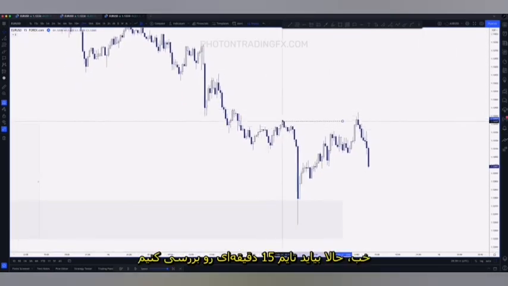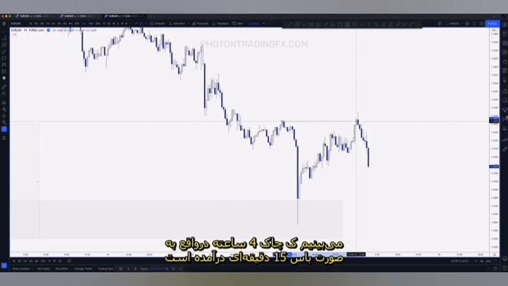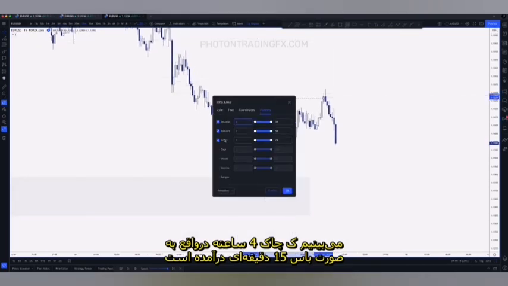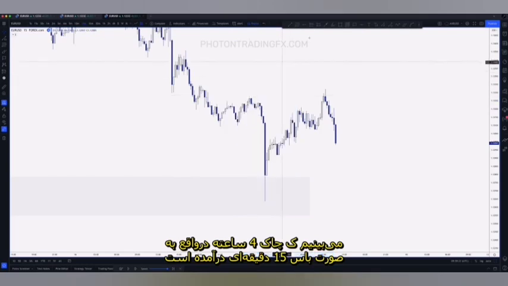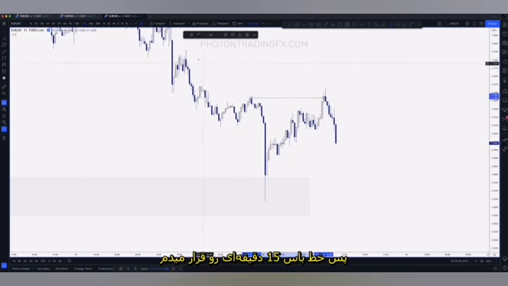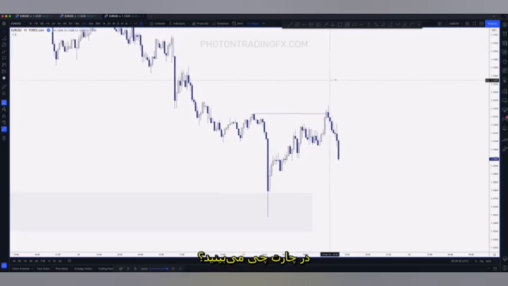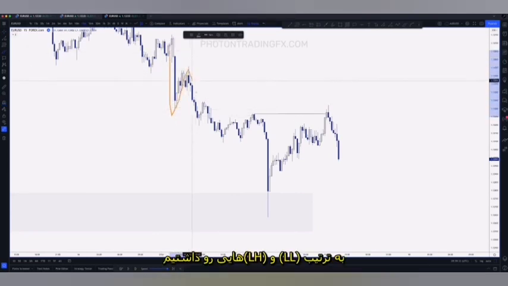Let me just tidy the line up a little bit. And what we can clearly see is that 4-hour change of character is, in fact, an M15 break of structure. So I'm just going to draw on the M15 line instead. Boom, there we go. So you can see here, right? We had a lower low, lower high, lower low, lower high, lower low.